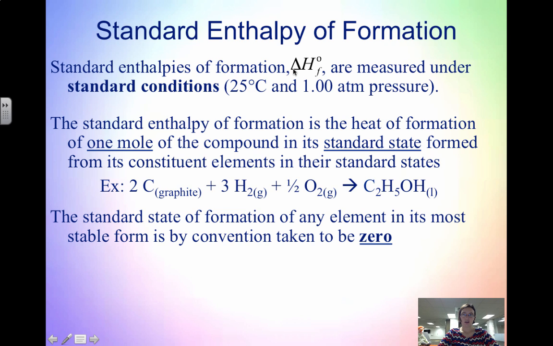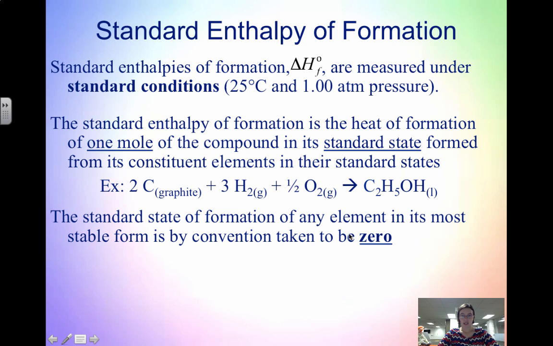When we look up here, notice how it's deltaHF, but then there's this degree sign. This degree sign indicates that you're at standard conditions. So if you see this degree sign, it means you're at 25 degrees Celsius and 1 atmosphere of pressure. The standard enthalpy of formation, so deltaHF with this degree sign, is known as naught, N-A-U-G-H-T. So we would say this is deltaH naught.